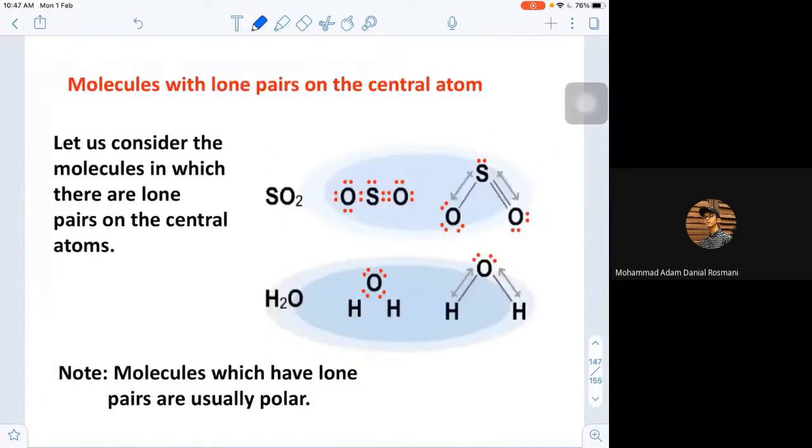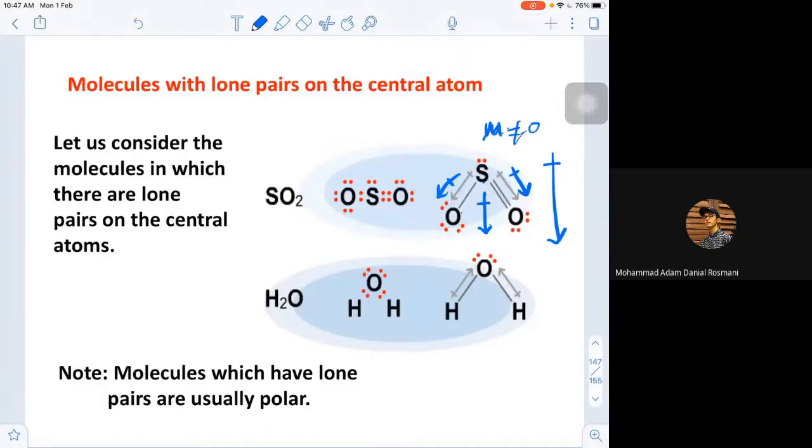If we have SO2, the shape is bent. H2O is also bent. Then we look at sulfur and oxygen. Oxygen is more electronegative, so these two are combined and make the resultant dipole moment downward. The resultant dipole moment of the whole molecule is downward. The molecule is a polar molecule because mu is not equal to 0.